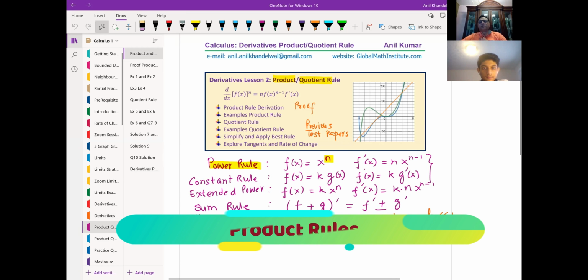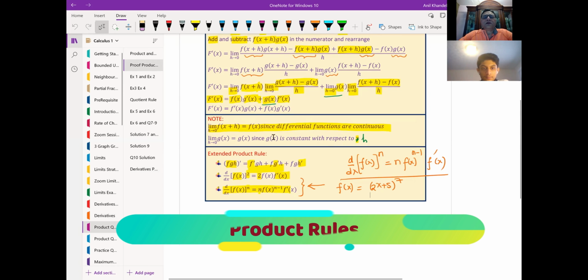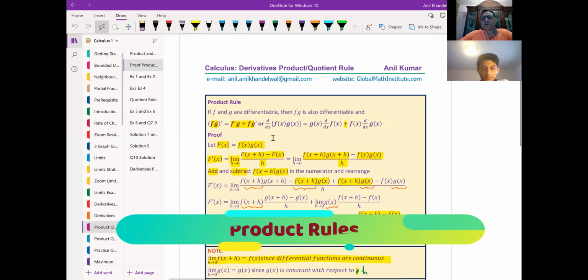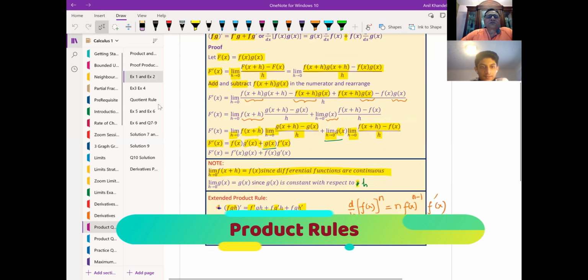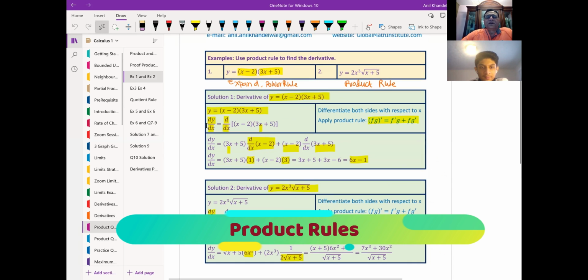Okay. So these things we have already learned. This is the proof for the sum rule. I'm not getting into the proof of the product rule. You can see by the difference quotient, we will prove it. Not a big deal. You get the idea. You can see how it's done, right? So we are not getting into this, and we have already done all this, right?